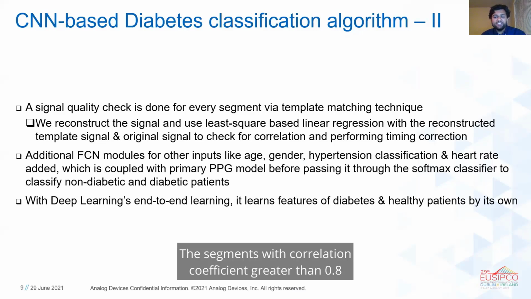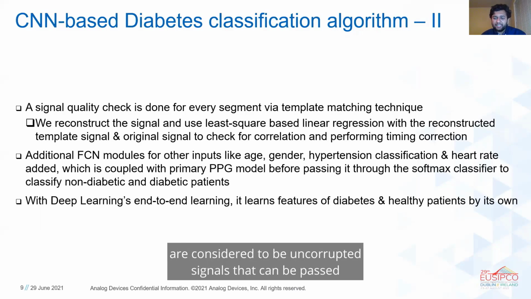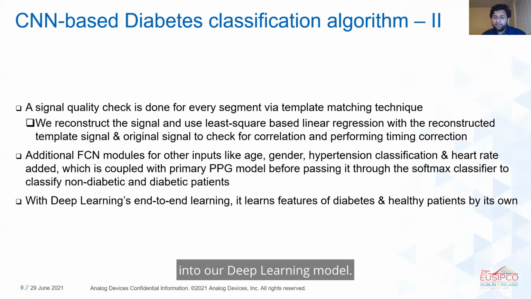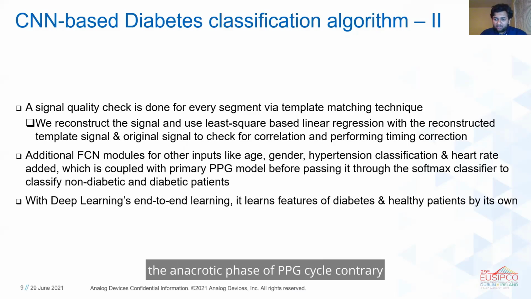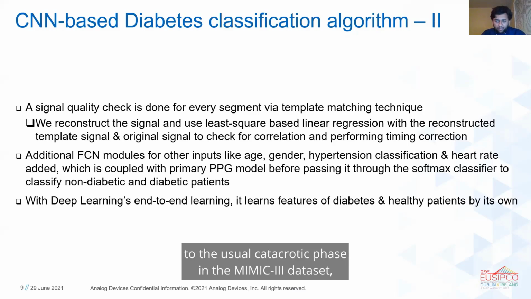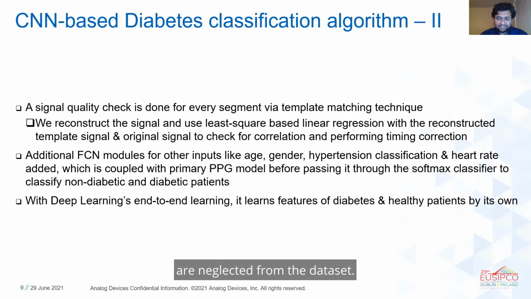The segments with correlation coefficient greater than 0.8 are considered to be uncorrupted signals that can be passed into our deep learning model. Signals which don't follow the usual morphology, like say a notch on the anacrotic phase of the PPG cycle, contrary to the usual catacrotic phase in the MIMIC-III dataset, are neglected from the dataset itself.